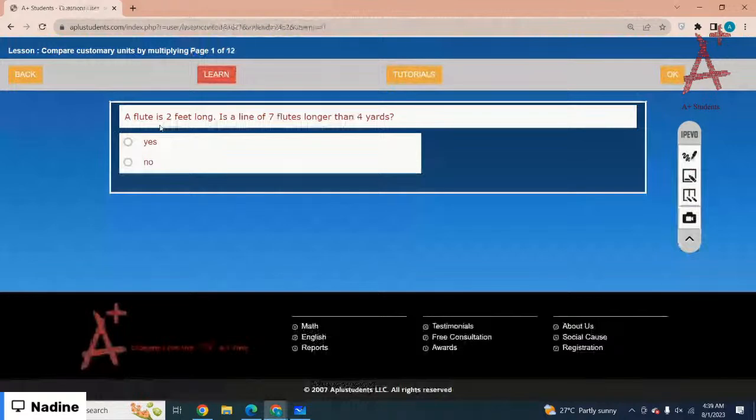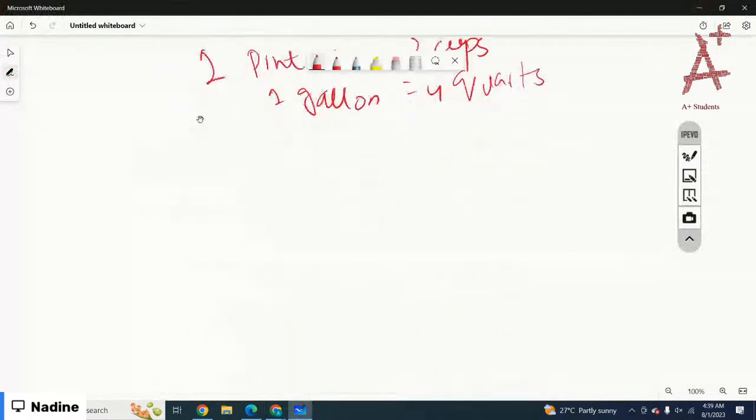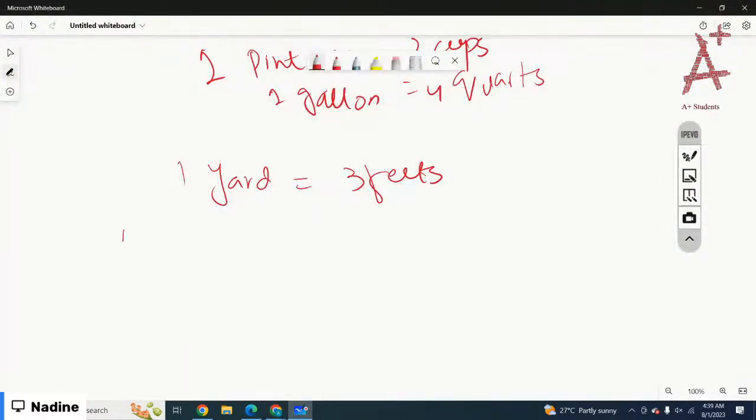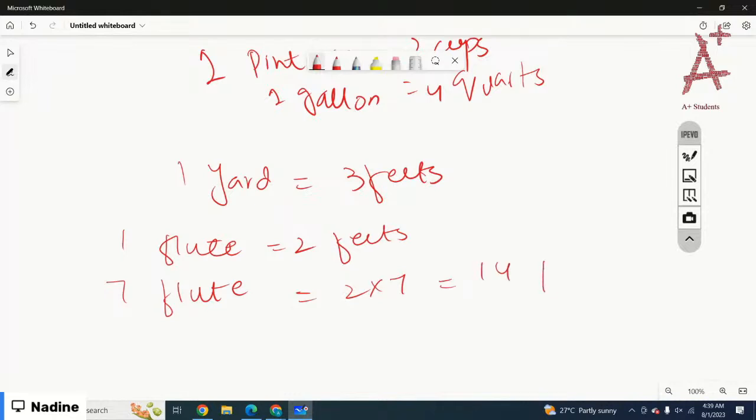So 1 yard equals 3 feet. Let me just read the question again. A flute is 2 feet long. Is a line of 7 flutes longer than 4 yards? Okay, one flute equals 2 feet. Then 7 flutes equal 2 times 7. That means they are 14 feet.